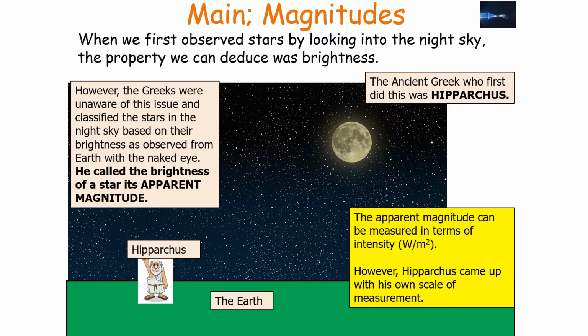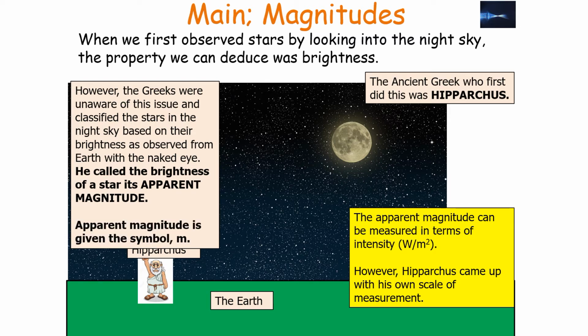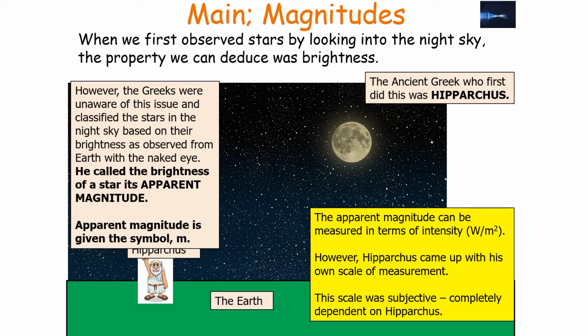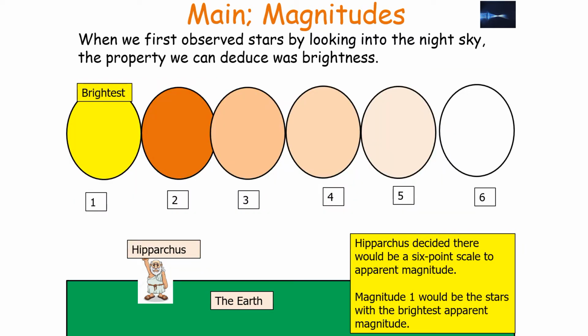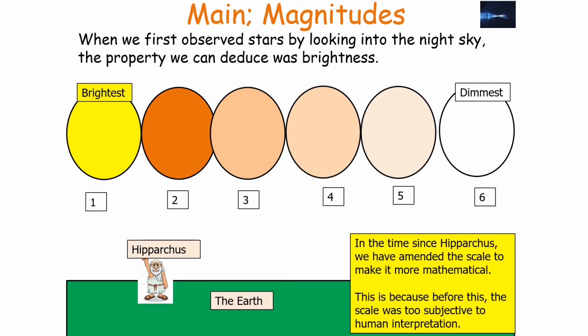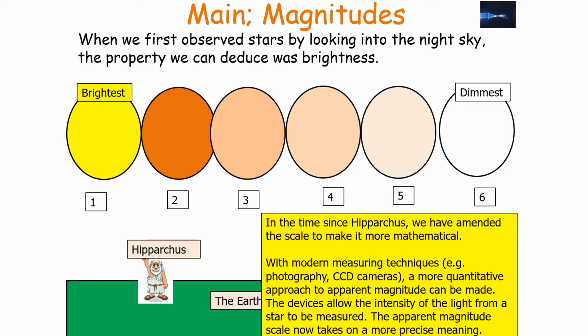Now the apparent magnitude can be measured in watts per meter squared, but Hipparchus came up with his own scale of measurement, and we gave this idea of apparent magnitude the symbol m. Now we are now going to look at the subjective scale, which is completely dependent on Hipparchus's ideas. So we call this the Hipparchus scale. Now Hipparchus deduced there will be a 6-point scale to apparent magnitude. Magnitude 1 would be the stars with the brightest apparent magnitude, and magnitude 6 will be the stars with the dimmest apparent magnitude. Now in the time since Hipparchus, we have amended this scale to be more mathematical because the scale was too subjective to human interpretation.